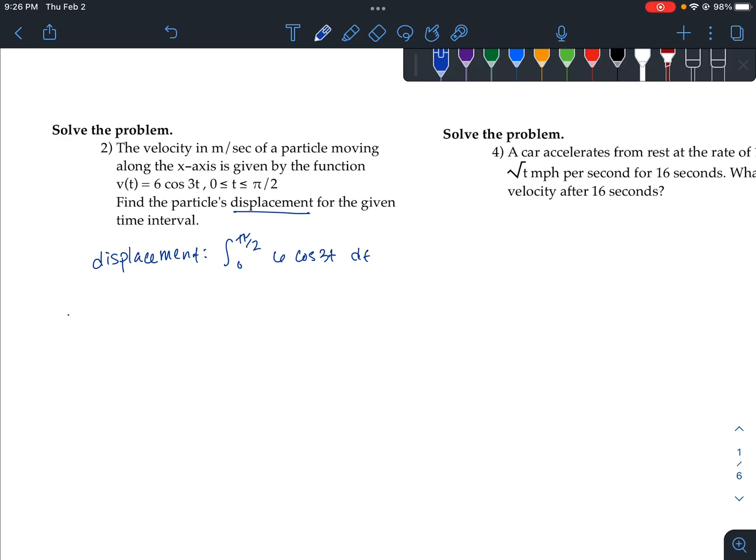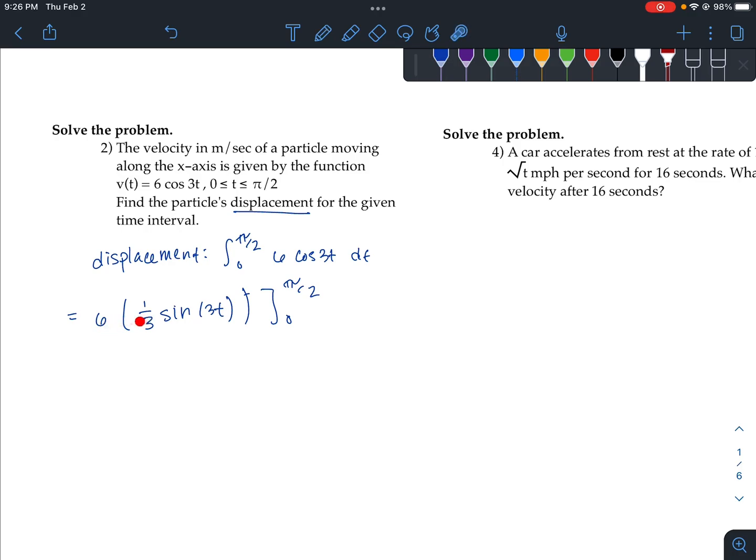So let's go ahead and perform this. I'm going to bring this 6 outside of the integral, so I'll have 6. And then I'm going to take the antiderivative of cosine of 3t. The antiderivative of cosine is going to be sine, so I'll have sine of 3t, but I'm also going to have to divide by 3, or multiply by 1 over 3, because this has a coefficient of 3. Okay, and then this is going to be from 0 to pi halves.